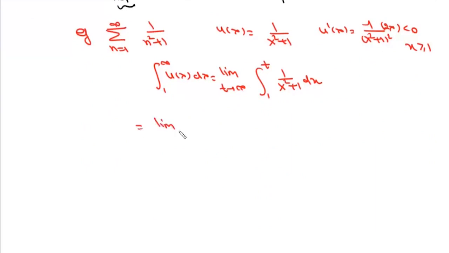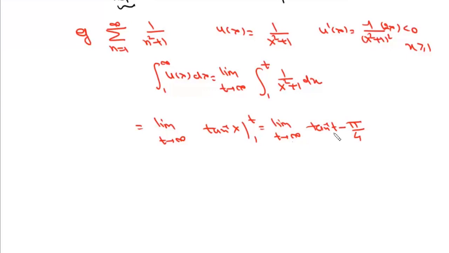That is this limit t tends to infinite, and we know that this is tan inverse x from 1 to t. So we'll have this as this limit t tends to infinite tan inverse t minus tan inverse 1, and tan inverse 1 is pi by 4.